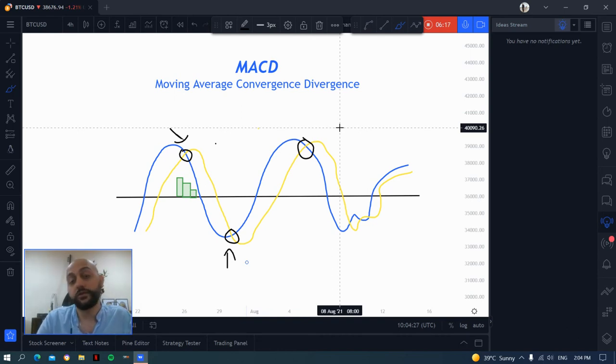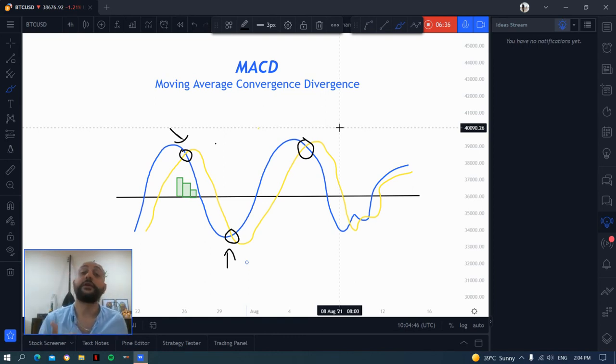The third part is called divergences. So what is a divergence? I talk about this in all of my videos because it's very important. The divergence is basically when the indicator is not going in sync with the market. So the market's going up, but the indicator is going down. And that usually signals a reversal.